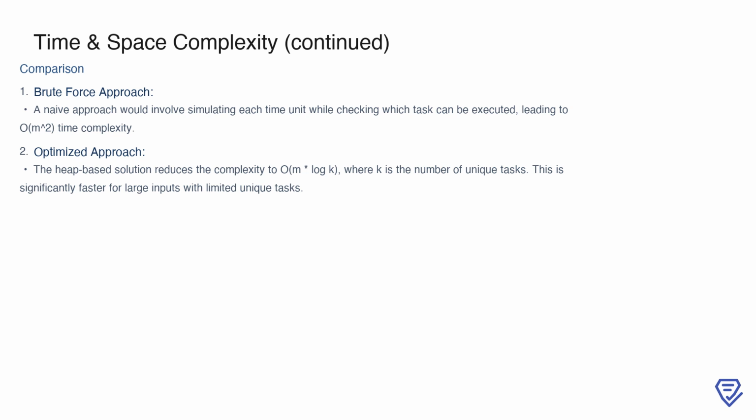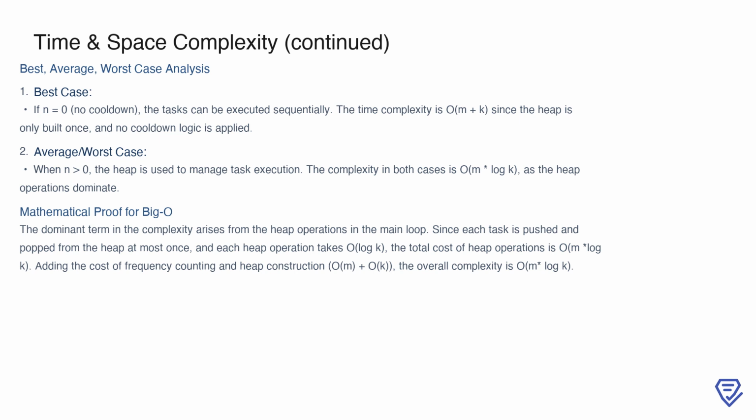To further understand the behavior of this solution, let's analyze the best, average, and worst cases. In the best case, where n equals 0, there is no cooldown period, and tasks can be executed sequentially. Here, the time complexity simplifies to O(M + K), since we only need to count frequencies and build the heap once.